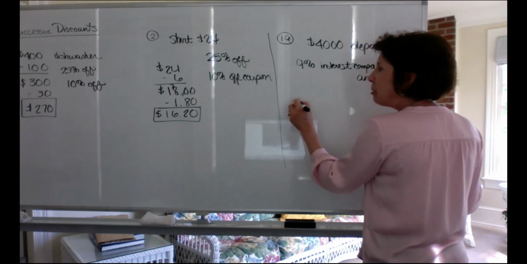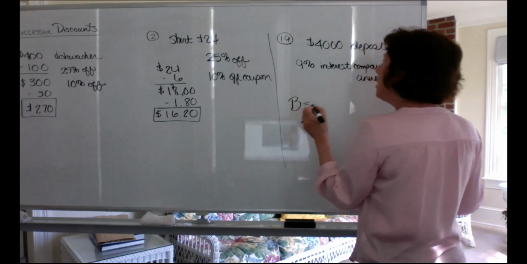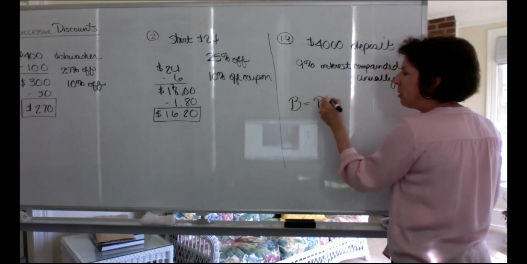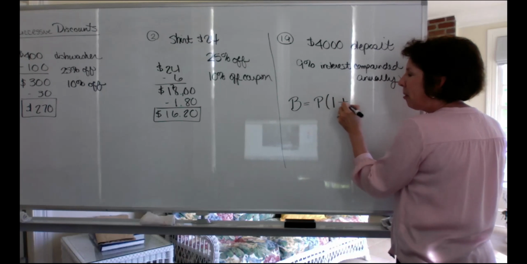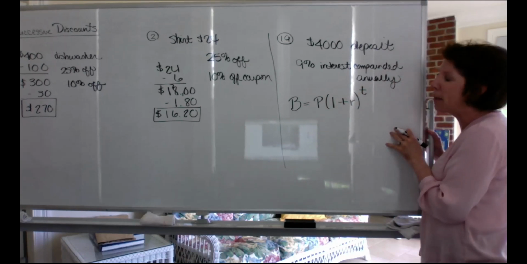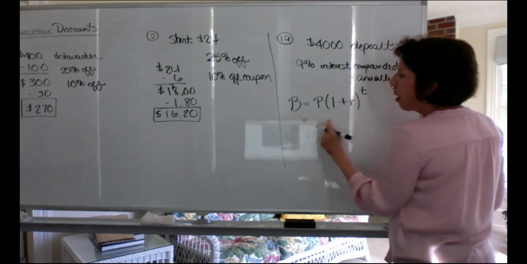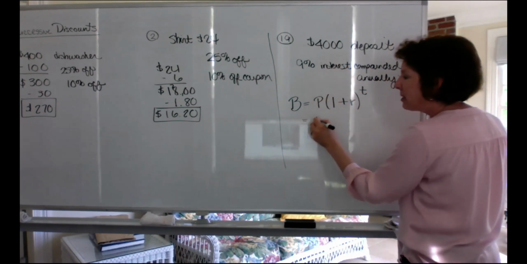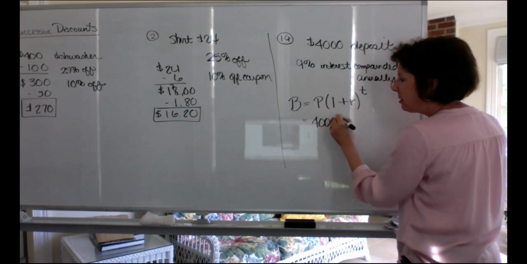So I'm going to use my formula. The balance in my account is going to be equal to the principal times 1 plus the rate of interest, raised to the number of years. Now let's put our principal down first. That's my deposit, $4,000.